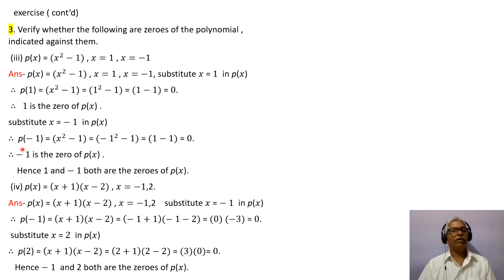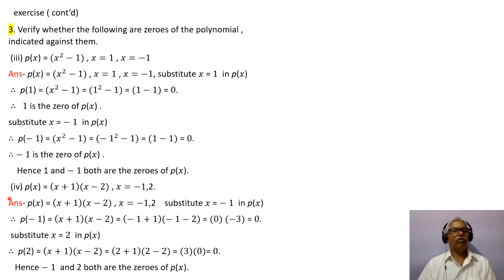We have done it here. P of minus 1 equal to x square minus 1, that is equal to minus 1 square minus 1. Okay, solve this: 1 minus 1 is again 0. So minus 1 is also the 0 of p(x). Hence 1 and minus 1 both are the zeros of p(x). That is expected as the degree of this polynomial is 2 and there is a possibility of 2 zeros.